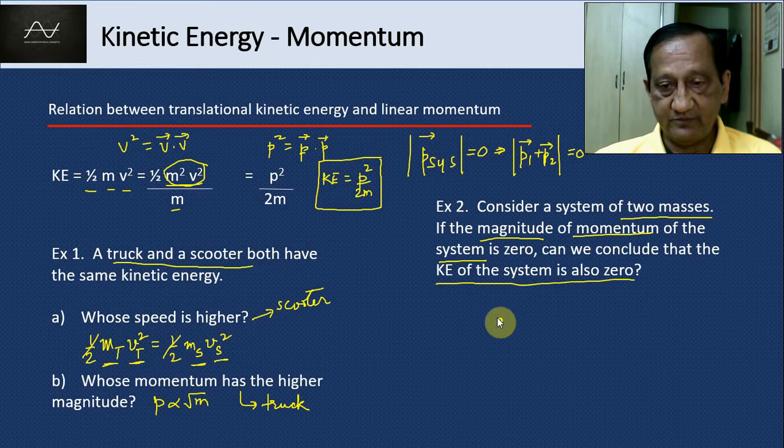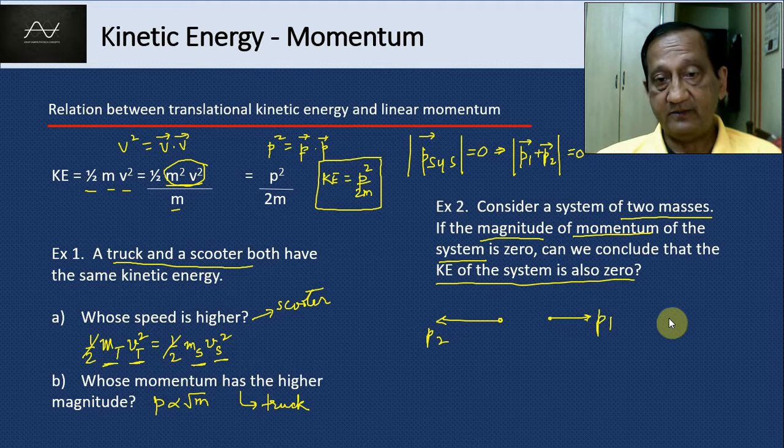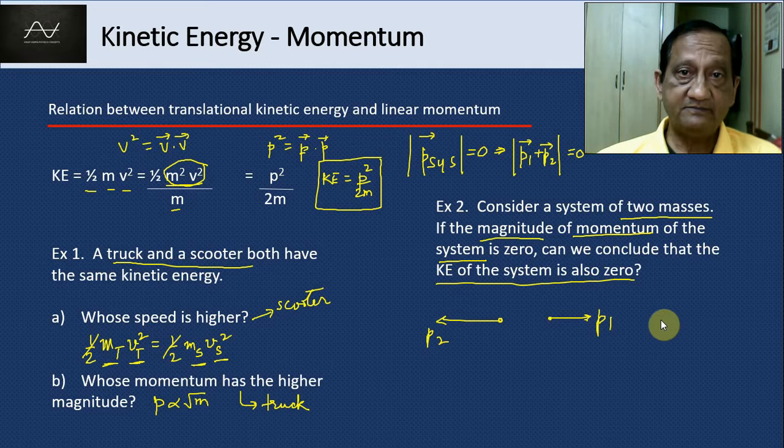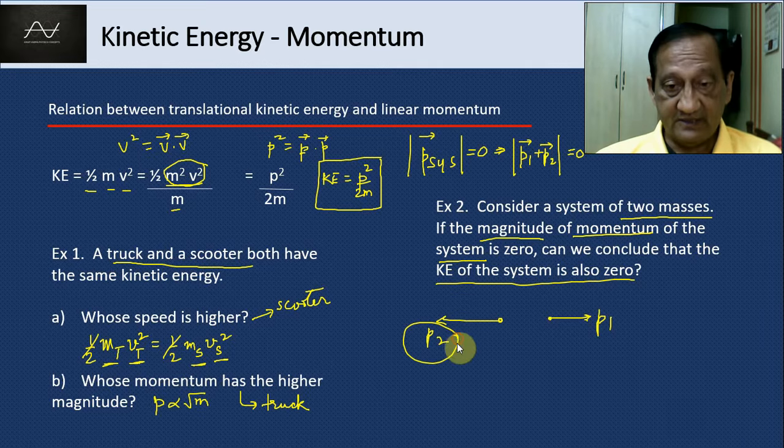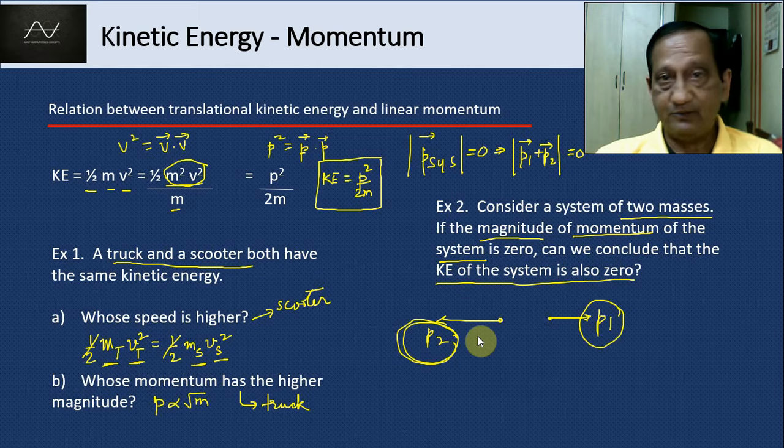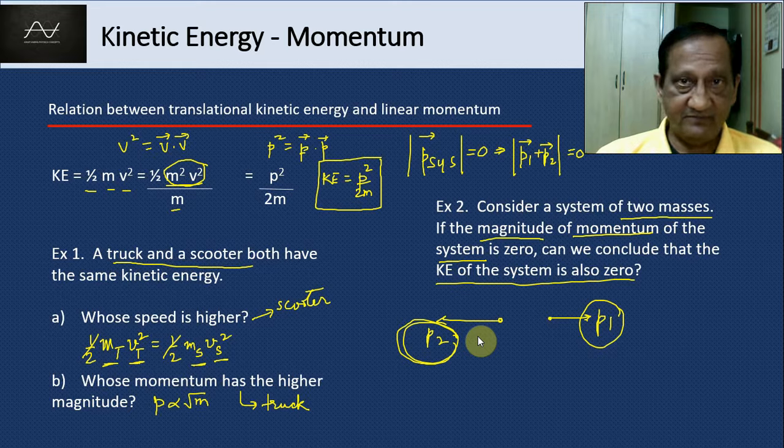Take an example. Two bodies going in opposite directions, P1, P2. These are vectors. They may cancel out if they are equal in magnitude. P1 plus P2 vectorially is zero. But this body has a speed, and this body has a speed. When you add the kinetic energies, both are positive quantities, they won't cancel. So the answer is that it is not necessary that the kinetic energy of the system should be zero.